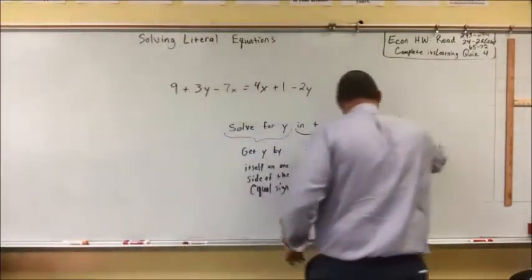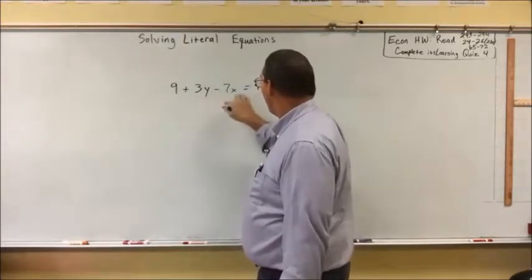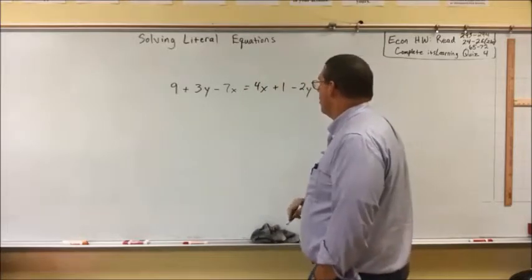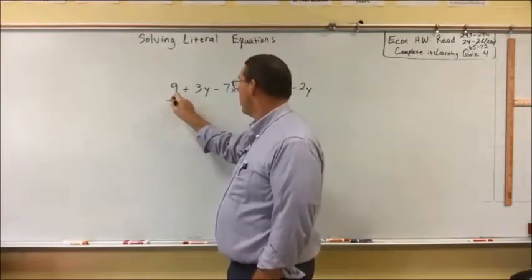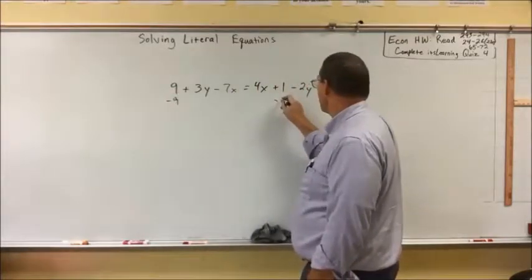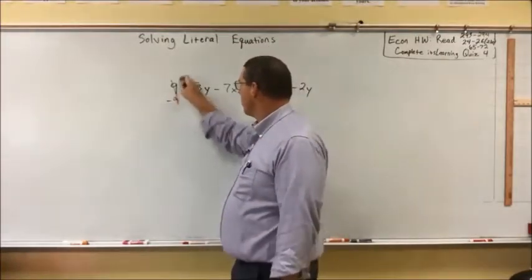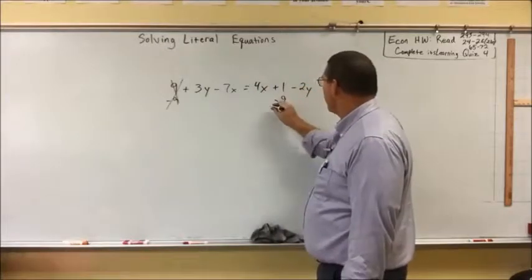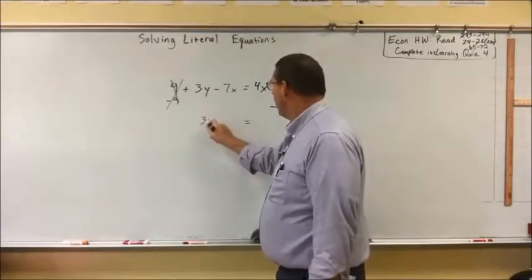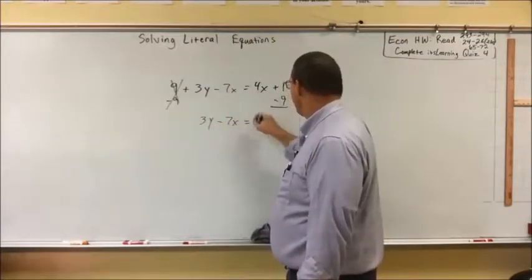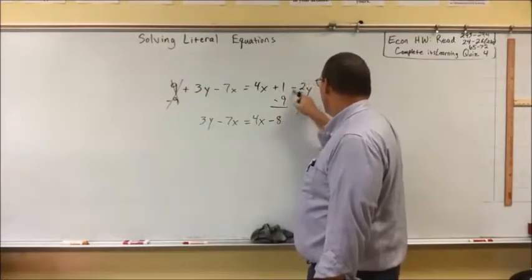So let's do that. We want the letter y to be on one side and the letter x to be on the other side. So here, the first thing I'm going to do is get rid of this 9. I'm going to use an additive inverse. I'm going to subtract 9 here, and it can be combined with this plus 1. You can only do additive inverses with like terms, okay? So when I cancel this 9, I have to combine it with a like term on the other side, positive 1. I'm going to carry down the equal sign, bring down the 3y, bring down the minus 7x, bring down the 4x. Now 1 minus 9 is minus 8, and then minus 2y.